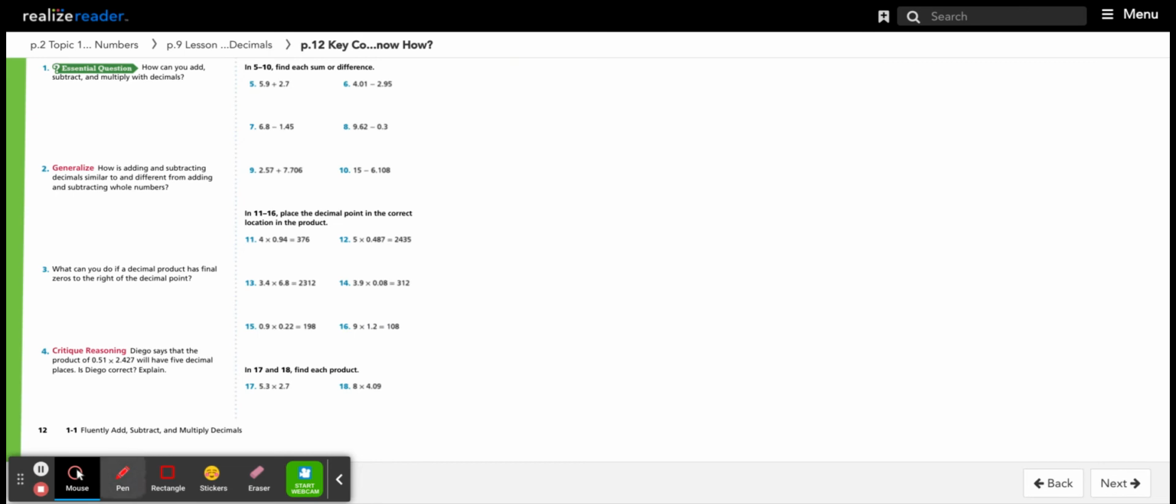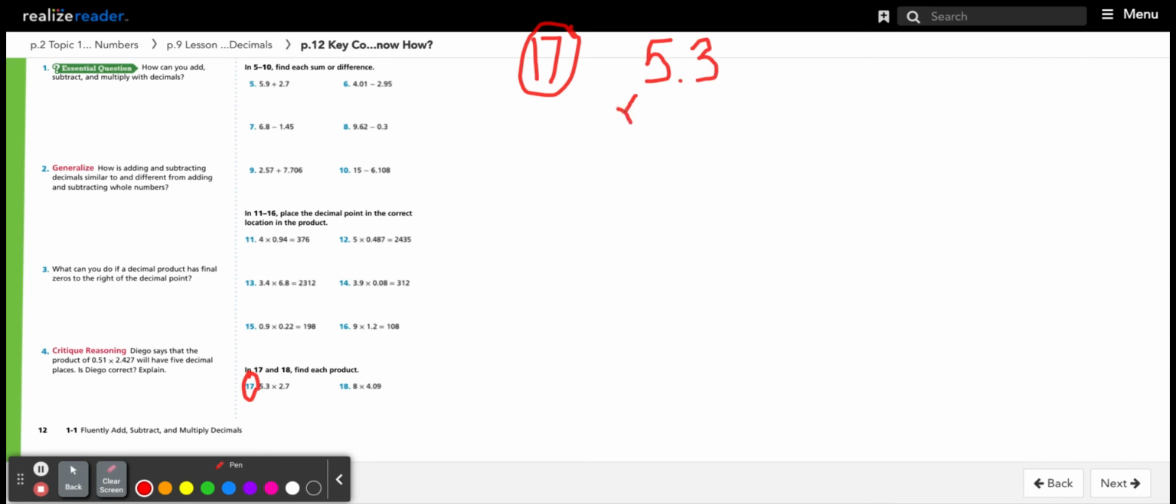Okay, now let's do another question together. Let's look at number 17. So in your notebook, I want you to write number 17. We have 5.3 times 2.7. Now, it's just a coincidence here that the decimal points line up. Remember, with multiplying decimals, the decimal points do not have to line up because our key here is going to be to move the decimal point out of the problem like we are multiplying whole numbers.